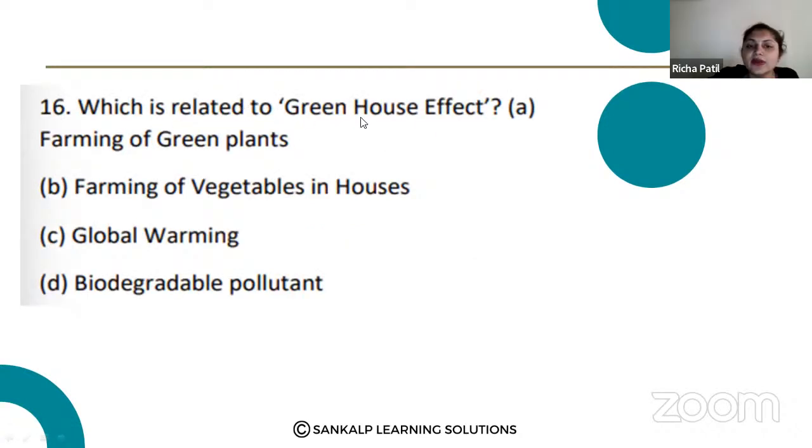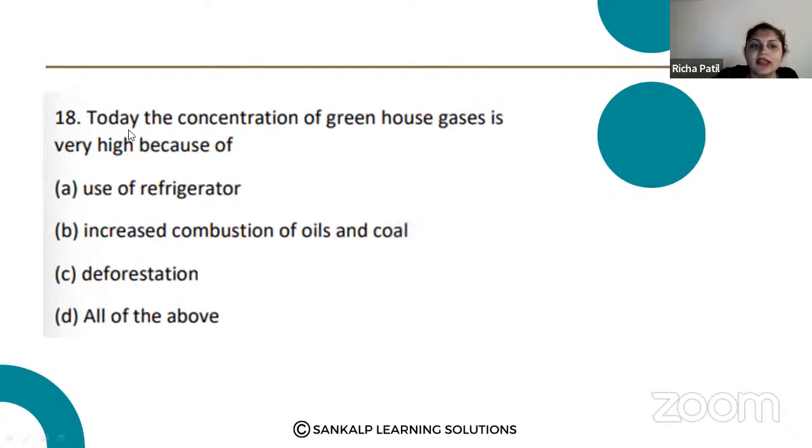Which is related to the greenhouse effect? Farming of green plants, farming of vegetables in houses, global warming, or biodegradability? Option C, global warming. Today the concentration of greenhouse gases is very high because of use of refrigerators, increased combustion of oils and coal, deforestation, all of the above. So the answer is D.